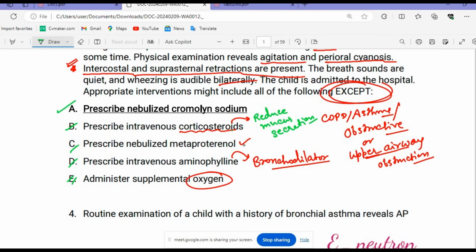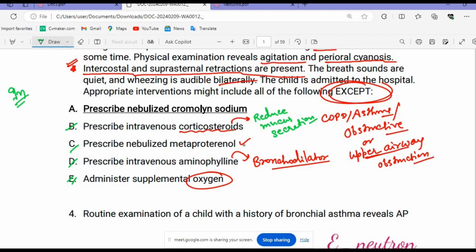Okay, but as in other exams also, where the options are quite similar, we choose the most inappropriate. Here we are choosing the most inappropriate, because the appropriate ones are given and they are asking except, so we are taking the inappropriate. So we will choose the most inappropriate answer.